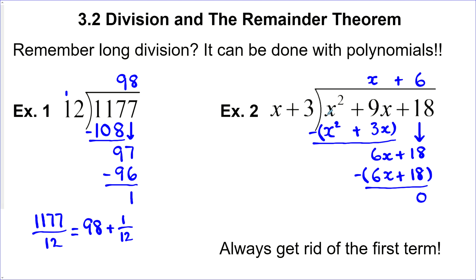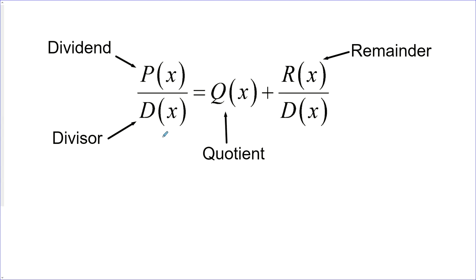Now, if we wanted to write this polynomial division like we did here, we would have x squared plus 9x plus 18 divided by x plus 3, and that just equals x plus 6. So the dividend is the polynomial that's getting divided. The divisor is the thing that we're using to divide here down at the bottom. The result, or what we're calling our answer usually, is called the quotient here. Our remainder is here, and it didn't get out of the divisor, so it's still over the divisor here.